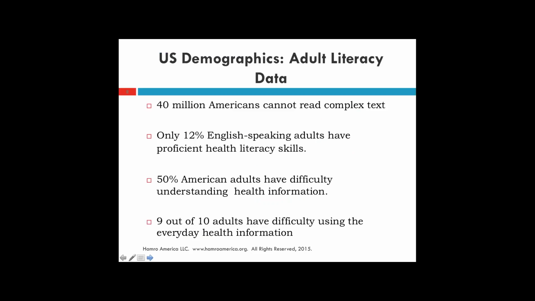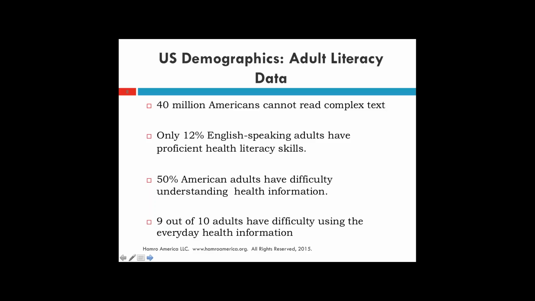And now moving on, still on demographics, but the adult literacy data. We will talk a little bit about health literacy, but as we're talking about demographics, I wanted to share some of this demographic data as well. 40 million Americans cannot read complex text. That was a shocking number to me when I found out. Only 12% of English-speaking adults in the United States have proficient health literacy skills. Another shocking number, it's only 12%, and these people speak English.